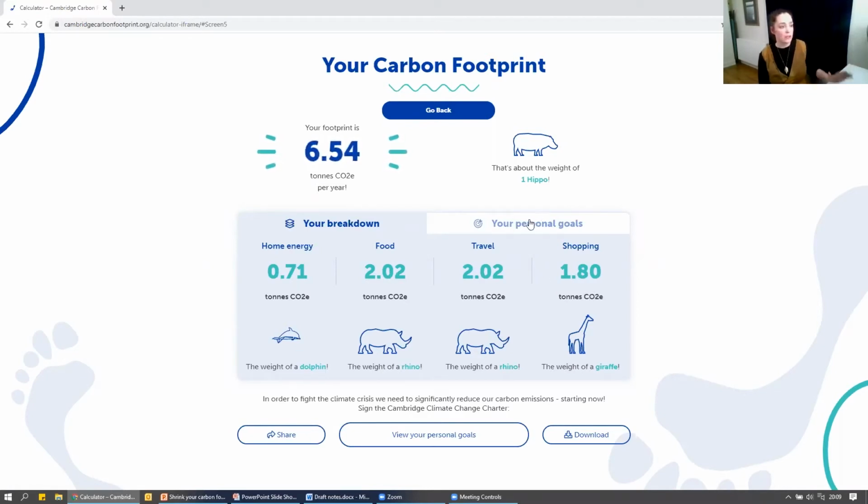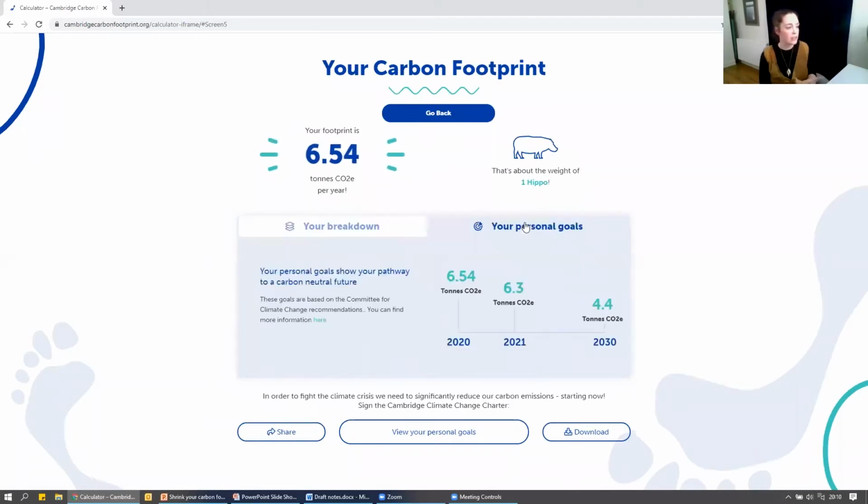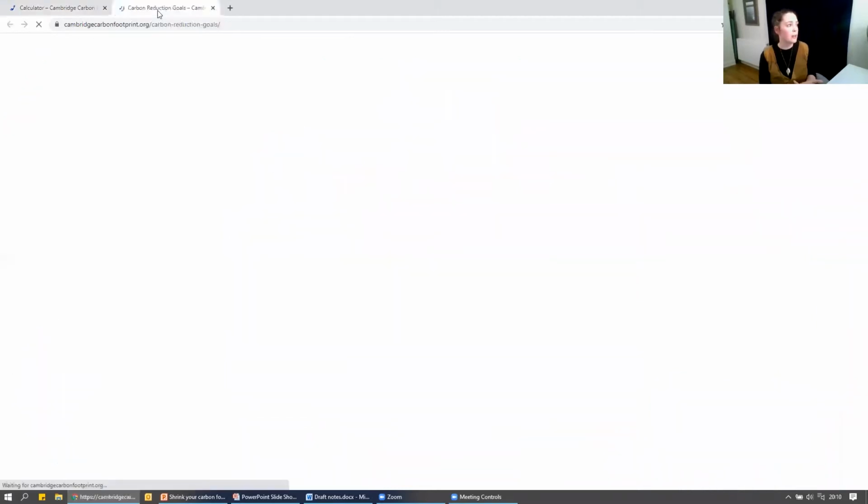But as I said, the main goal with this calculator is actually to help and empower people to take action. So if I click through to personal goals, it's got my 1-year goal and my 10-year goal. And if I click here, it's got a little bit of information about why we chose those goals.